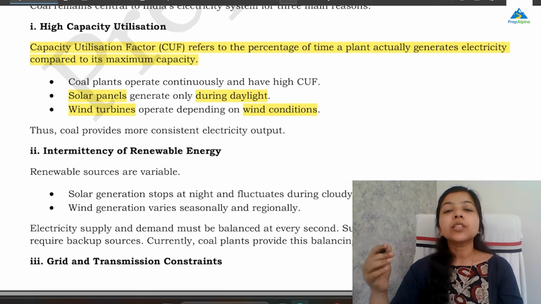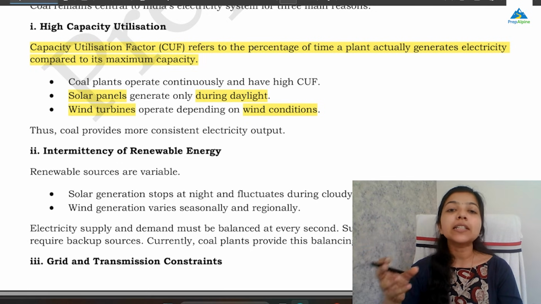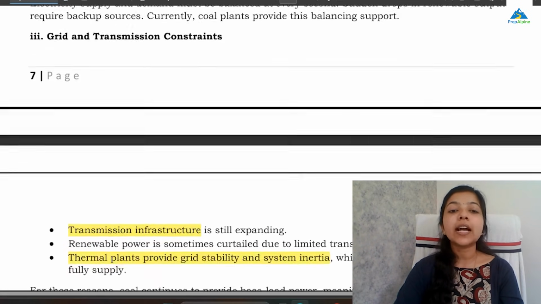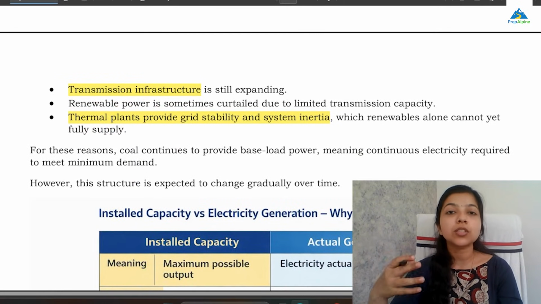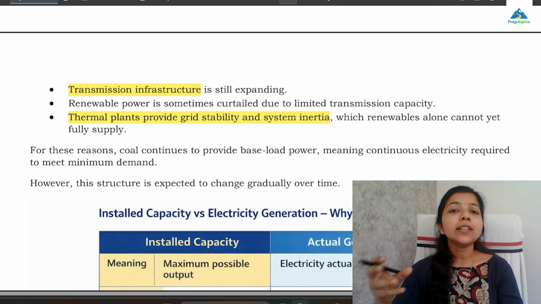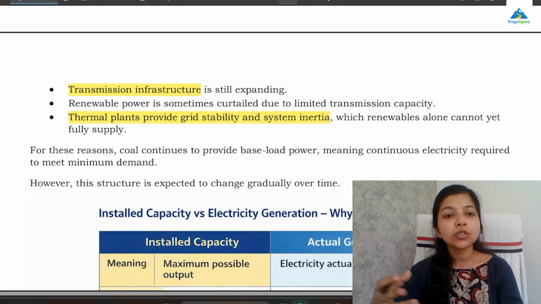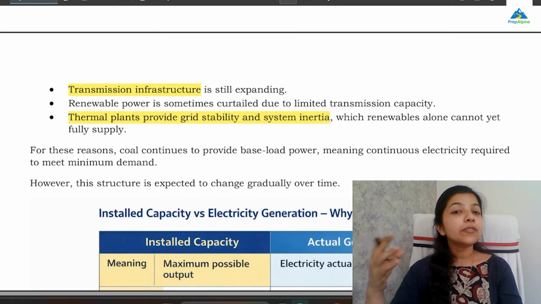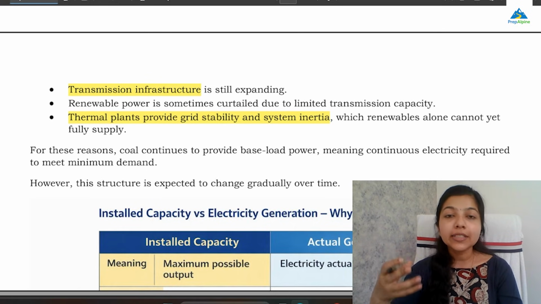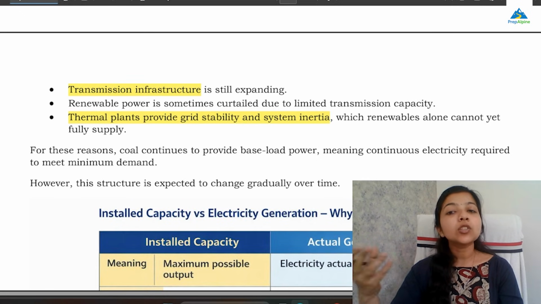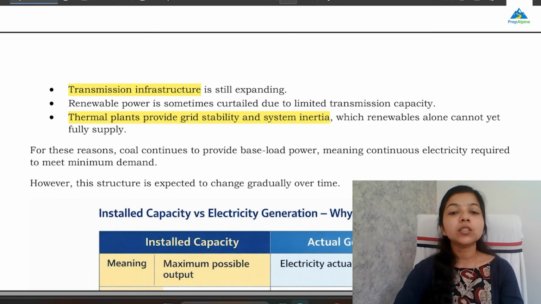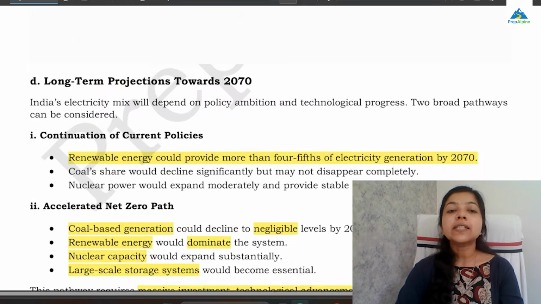So now we have understood why coal continues to dominate, because it can operate for a long time, and the intermittency of renewable energy is very high, while for coal no such thing exists. Apart from this, there are grid and transmission constraints also. Transmission infrastructure is still expanding, and renewable energy gets limited due to limited transmission capacity. Apart from this, thermal power plants provide grid stability and system inertia, which renewables alone cannot yet fully supply. So, for these reasons, coal continues to dominate our power sector.